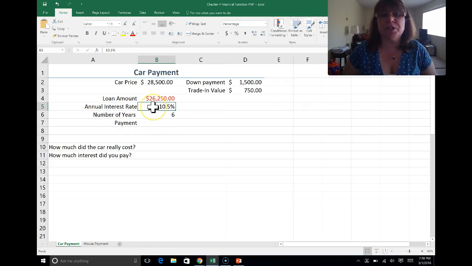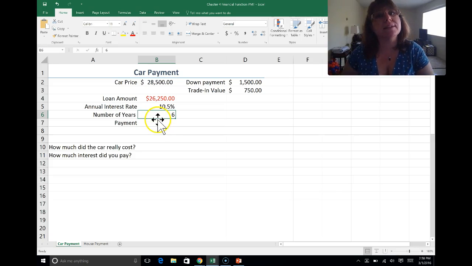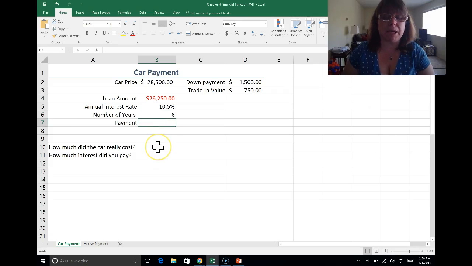An annual interest rate is a percent cost that I'm going to pay on my loan. And I've just put in 10.5 for now. It's a little high, but maybe I have really bad credit and it's 10.5. Typical number of years to pay off a car nowadays, back in the good old days it used to be 2 or 3, but now we're getting up to 6 years as a standard loan. So using this information, I am going to calculate my payment.